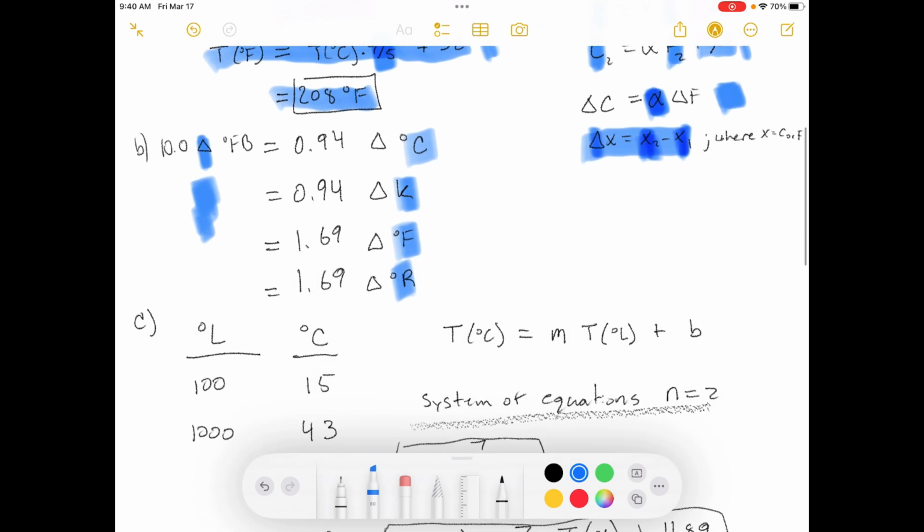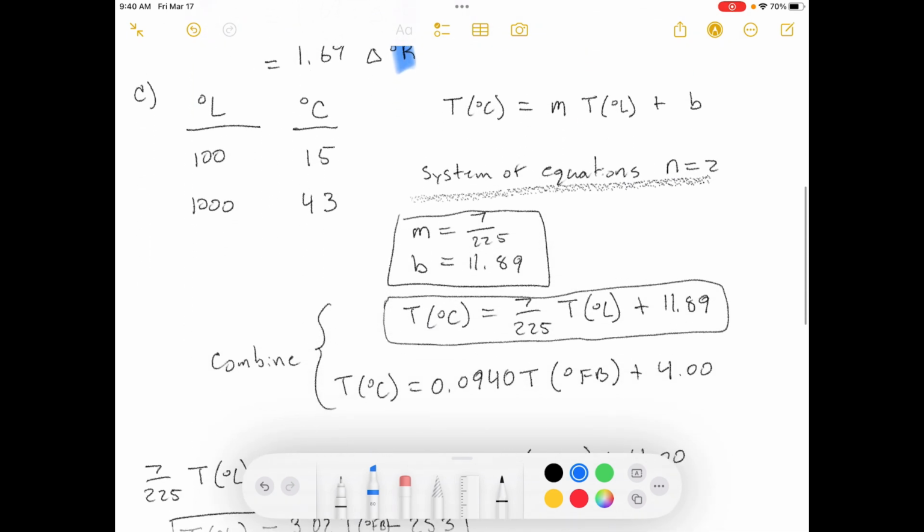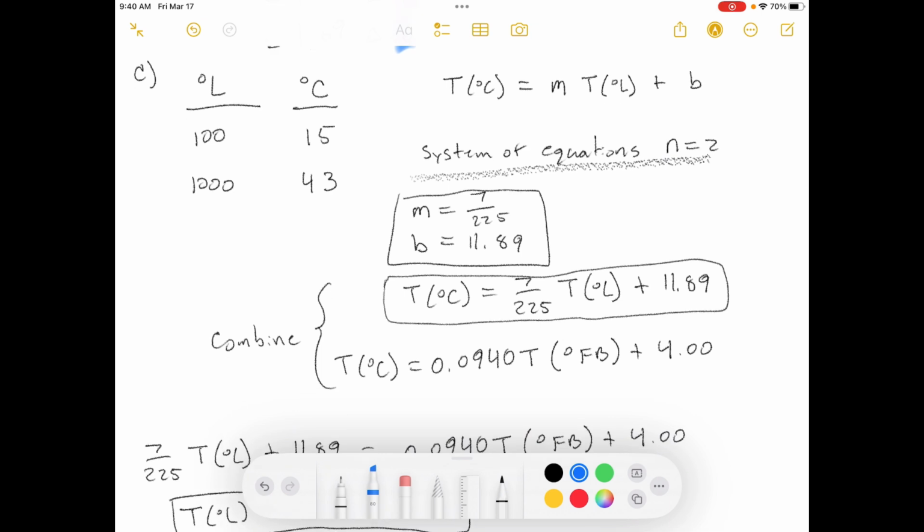See where we got those numbers? Okay, let's move on to part C. Derive equations for temperature in Celsius in terms of temperature in Louis.